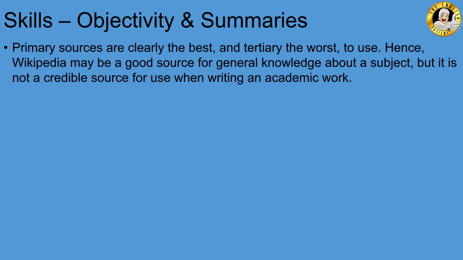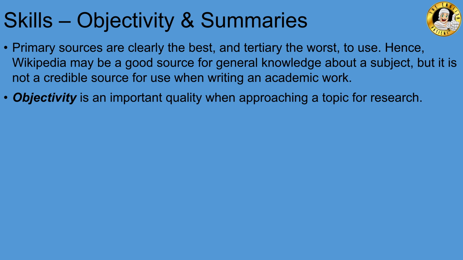So you've probably guessed that primary sources are clearly the best kind of sources to use, secondary sources are the second best, and tertiary sources are the worst kind of sources to use. Wikipedia, as a general note, might be a good source of general knowledge about a subject, a starting point when you are conducting your research, but it is not going to be a credible source for you to use in your academic work.